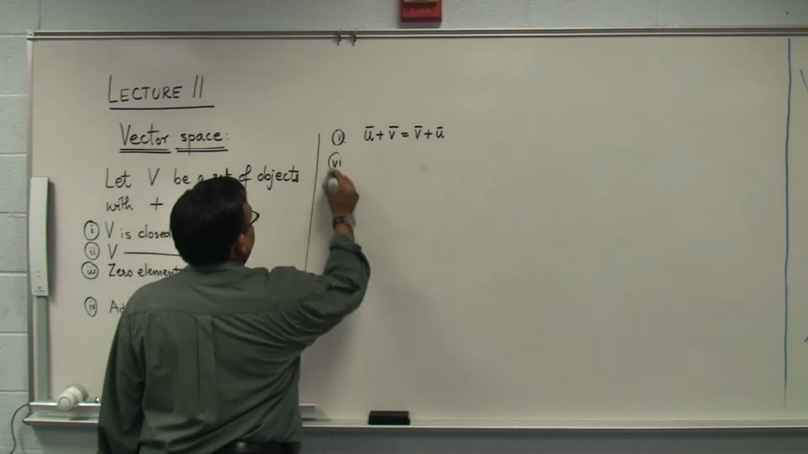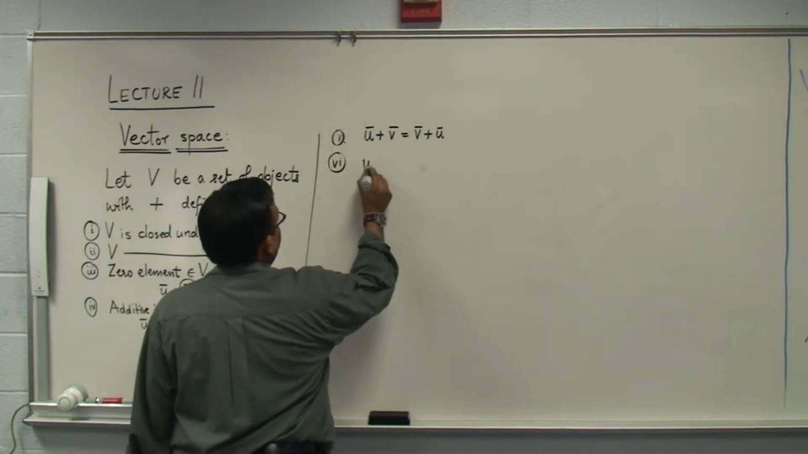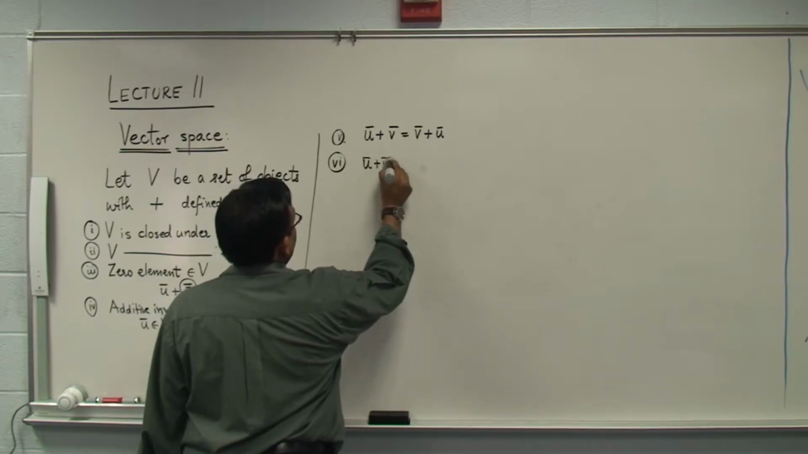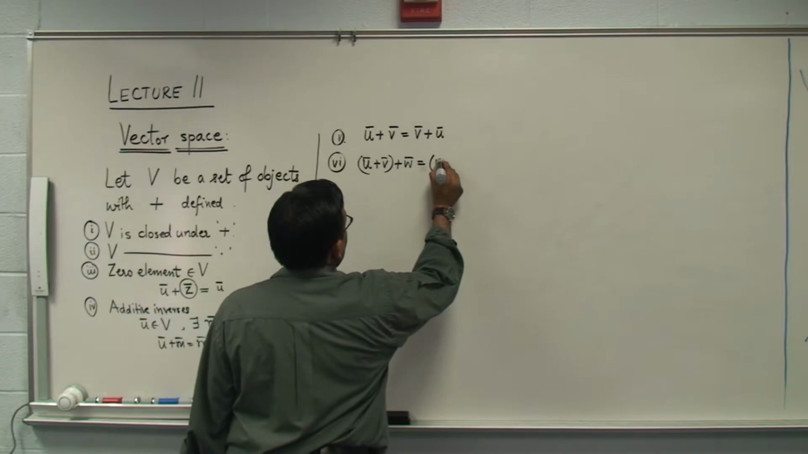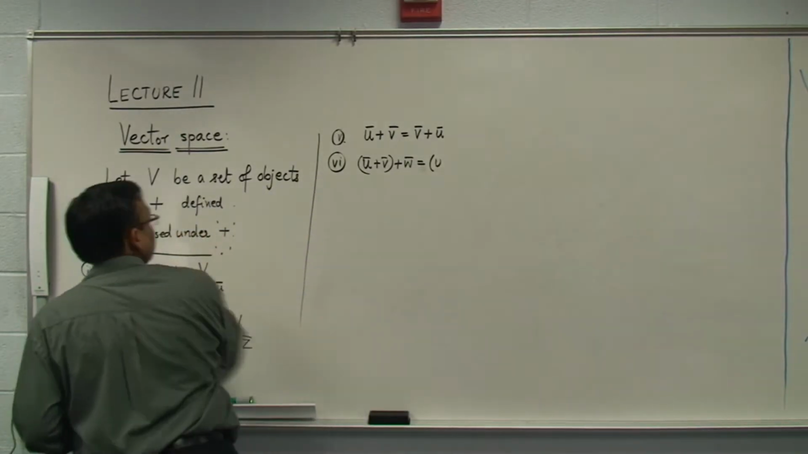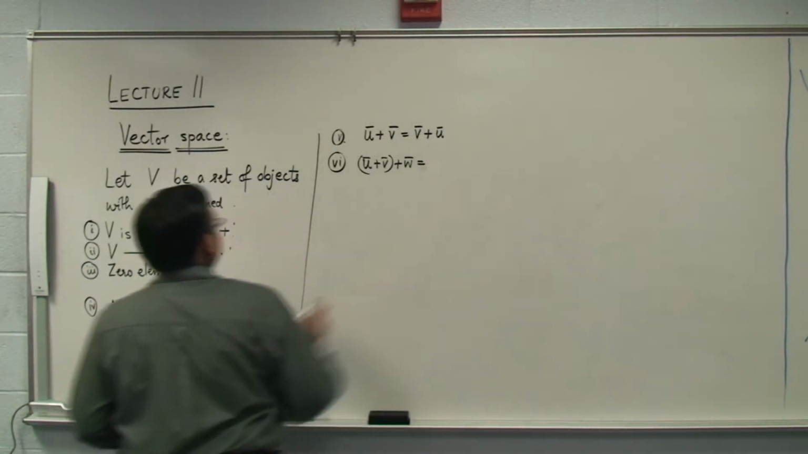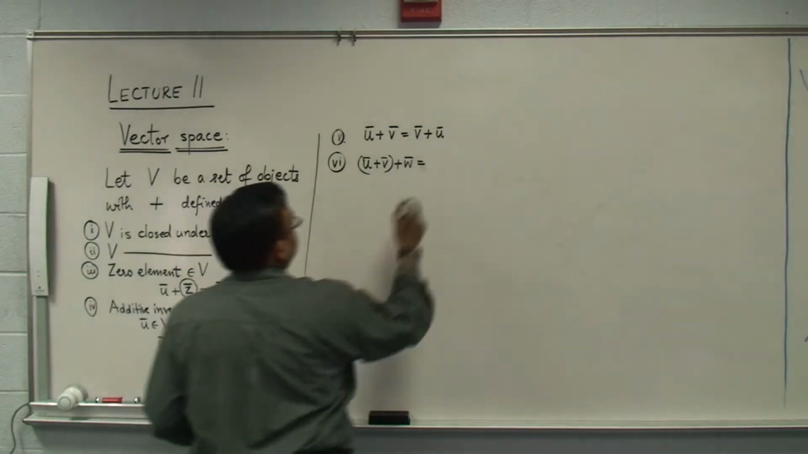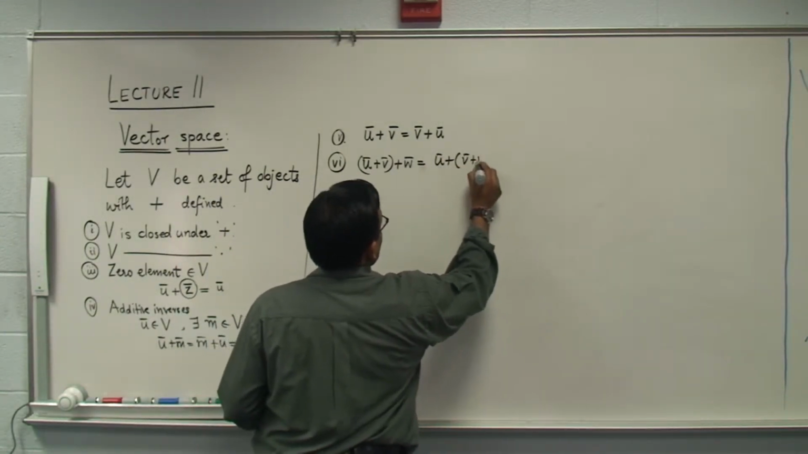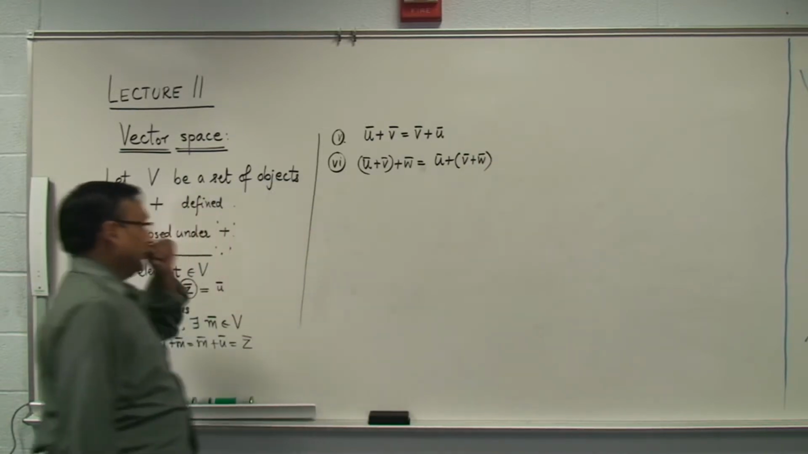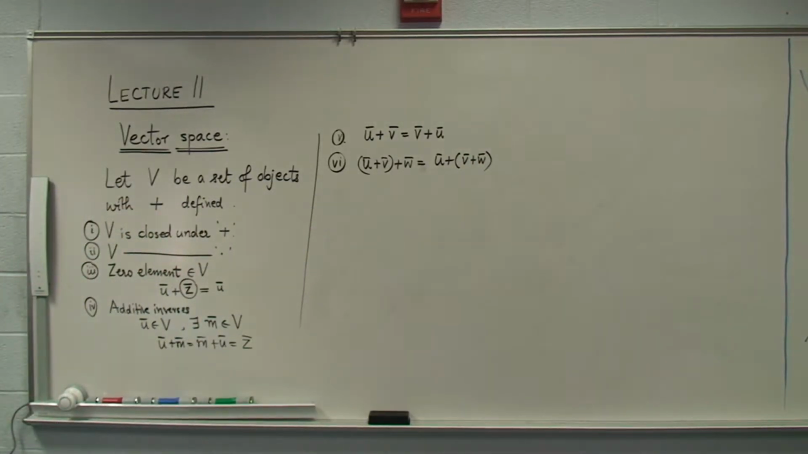Then we want to deal with associativity. So vector addition is associative also. What we mean by that is, it doesn't matter how we group these additions of vectors, they can be added in any order. So vector addition is basically associative, commutative, it is closed and all that.